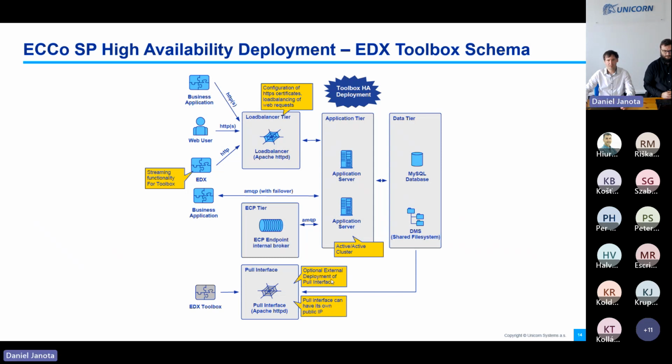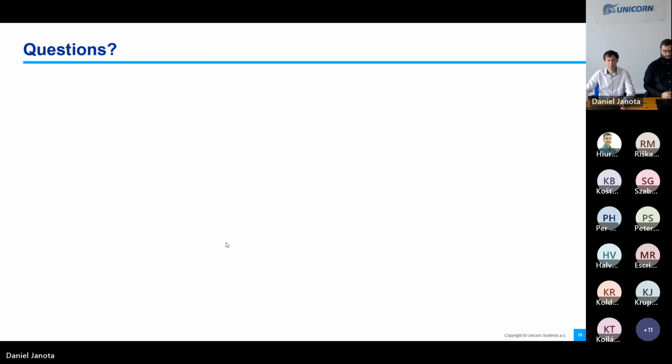So this is the complex schema of the ECCoSP high availability setup. And this is all from the more theoretical part. The second part will be more related to practical demonstrations. So if you have any questions regarding this theory, you can ask now. Otherwise, we will continue with some demonstrations and configuration setup examples.